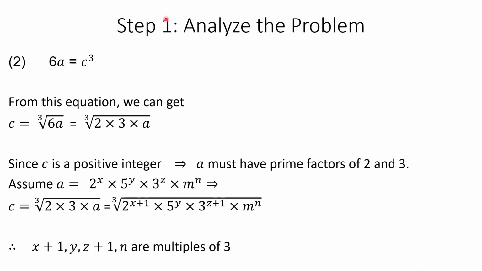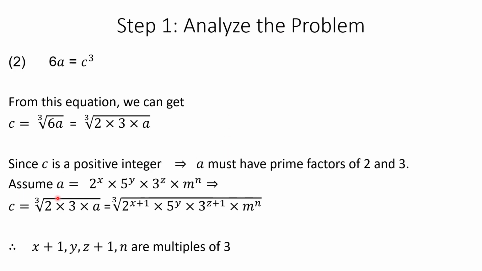So now we can analyze the second equation, 6a is equal to c cubed. From this equation, we can get c is equal to the cubic root of 6a, which is also equal to the cubic root of 2 times 3 times a. Since c is a positive integer, a must have prime factors of 2 and 3. Because naturally, if we're taking a cubic root of something and it equals a positive integer, this has to be something to the power of 3.